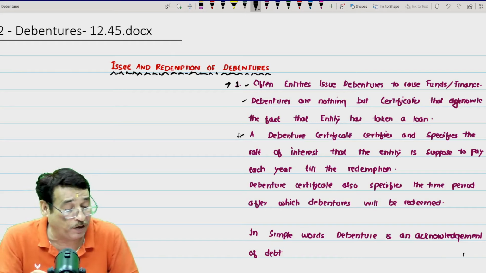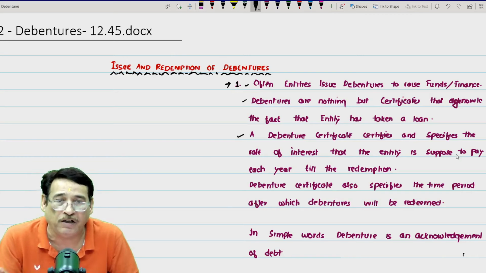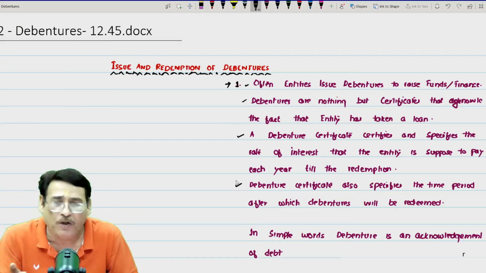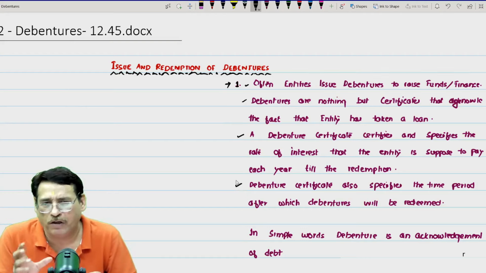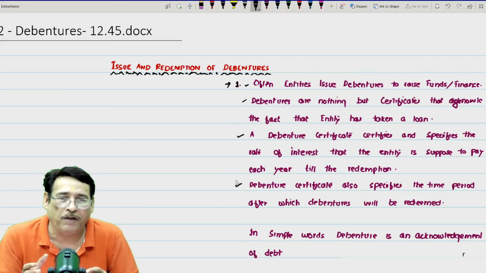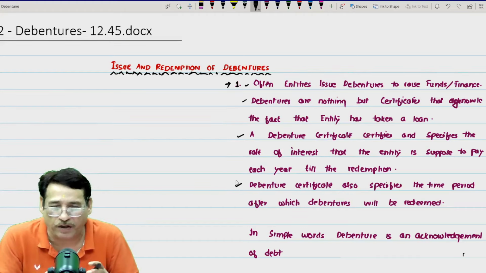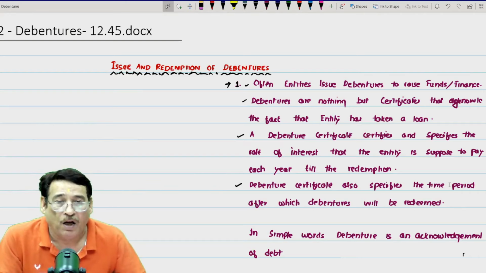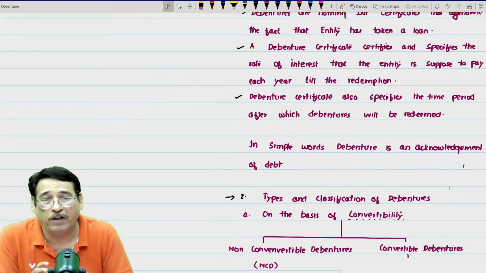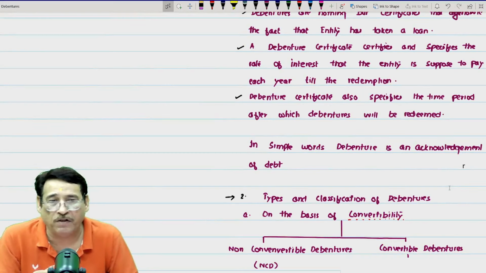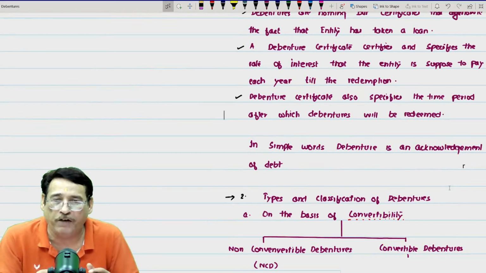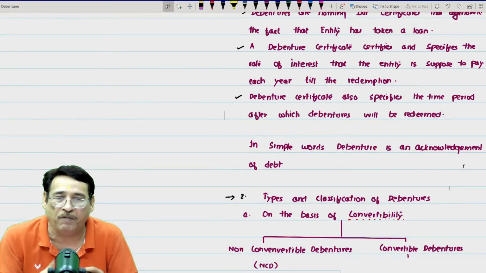Our debenture certificate specifies the rate of interest that the entity is supposed to pay me till the end of the redemption, as I just told you. Further, our debenture certificate will also mention the time period after which the debentures will be redeemed. That means the moment I receive the debenture certificate, I will come to know after what period of time I will get my money back. So in simple words, if somebody asks you what is a debenture, you should be in a position to give a very brief, concise and compact answer: a debenture is an acknowledgement of debt.